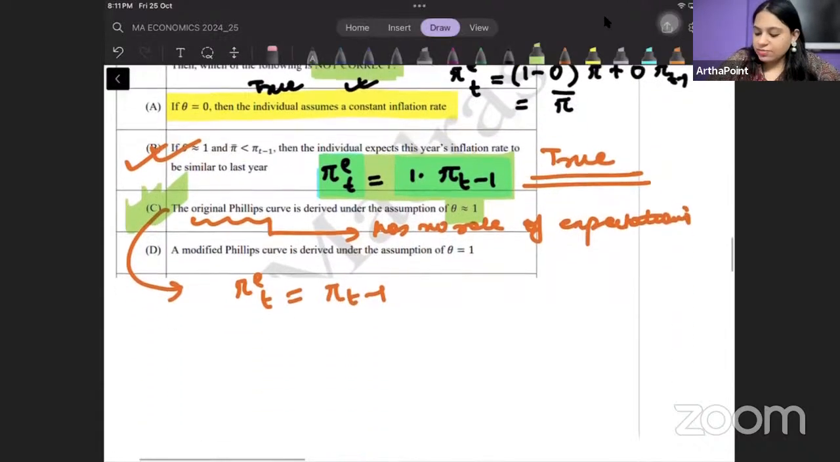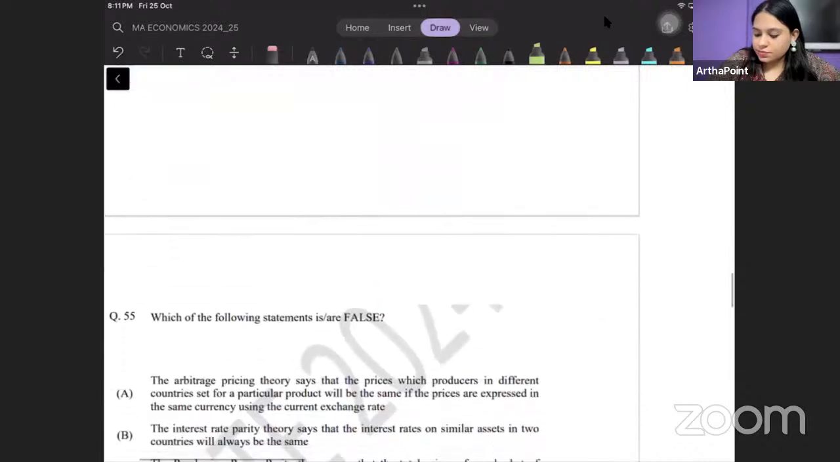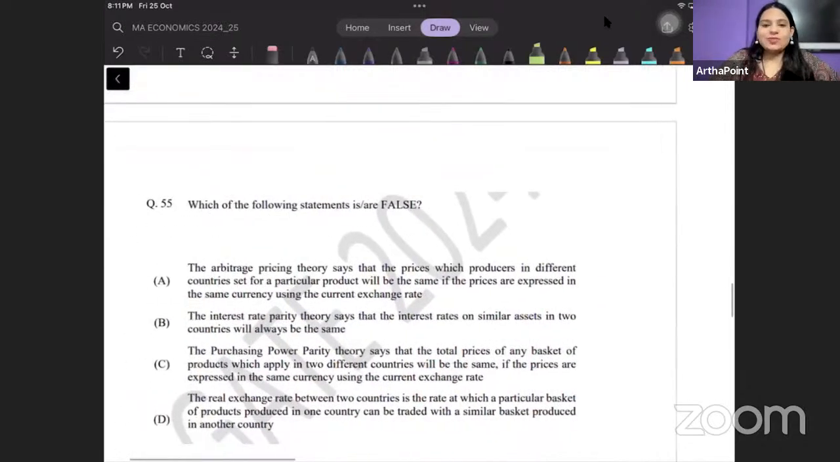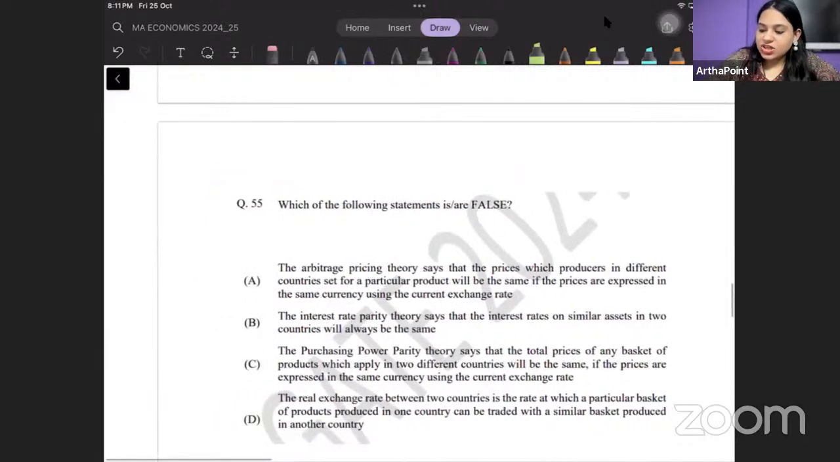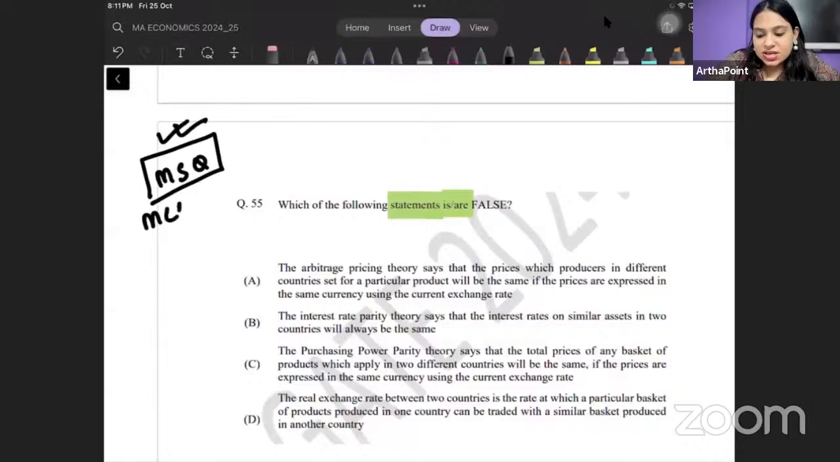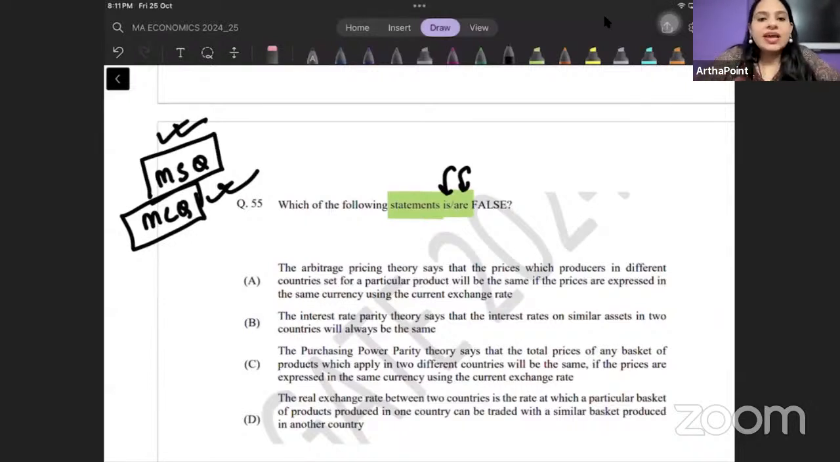Okay, go on and move to the next question now. Give this a try. Acha, this says which of the following statements is or are false. माने ये MSQ भी हो सकता है, MCQ भी हो सकता है. You need to check. It is not mentioned कि MCQ है या MSQ. You need to think about it. Now, एक एक करके बताओ. Tell me about statement A.